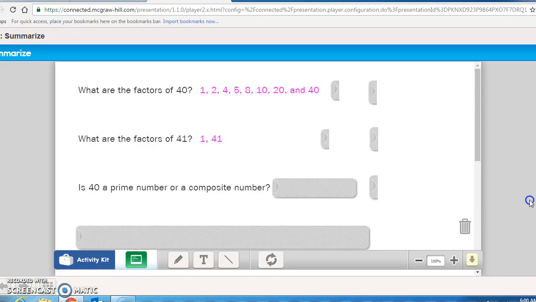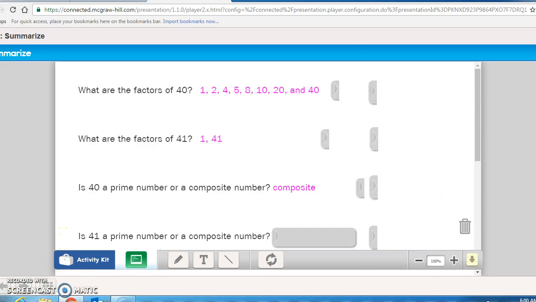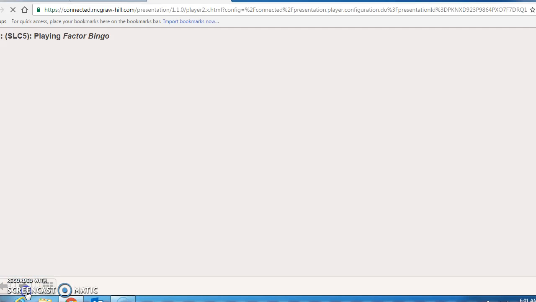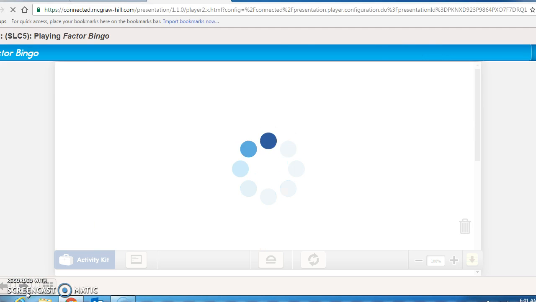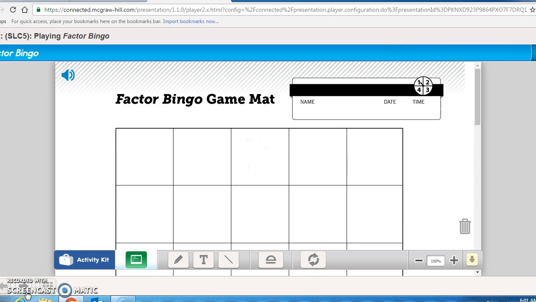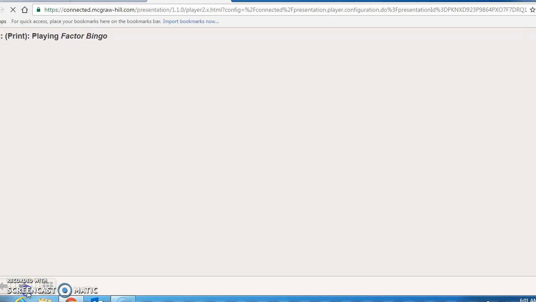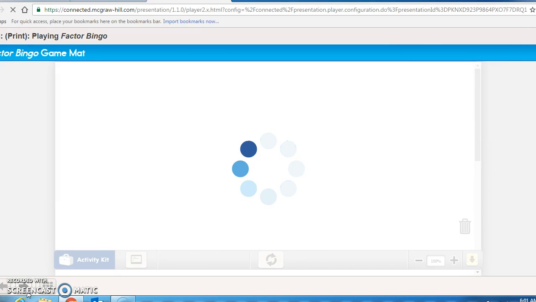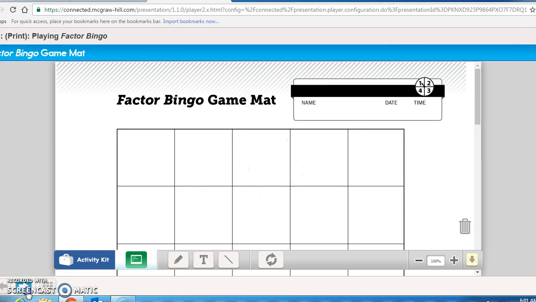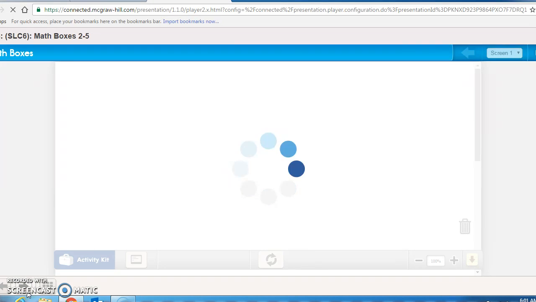So is 40 a prime number or a composite number? Again, we said it's composite. And is 41 a prime number or a composite number? It's a prime number. 1 and 41 are the only two factors for it. The factor bingo game we will play hopefully this Monday. And again, it's just showing you the game.